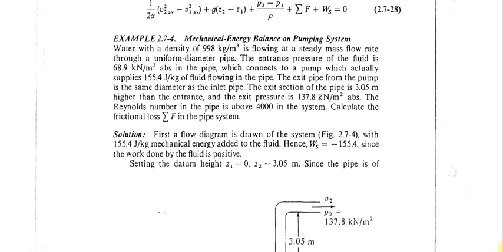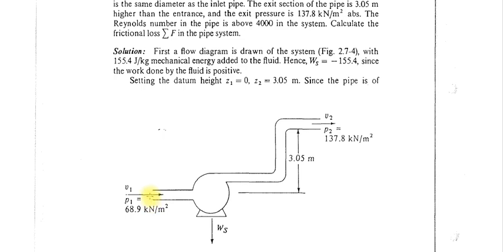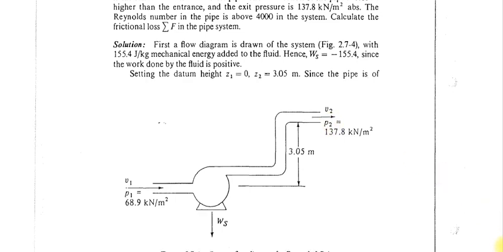So this is the diagram of the system which is given. Here the fluid is entering, an incompressible fluid, so the density is not changing. V1 is the velocity and P1 is the pressure, which are given. P2 is the pressure and V2 is the velocity, and the height difference is 3.05 meter, which is used to calculate the potential energy. The power supplied by the pump to the system is given; the pump is the surrounding which supplies power to the system. Then you have to calculate the friction losses.